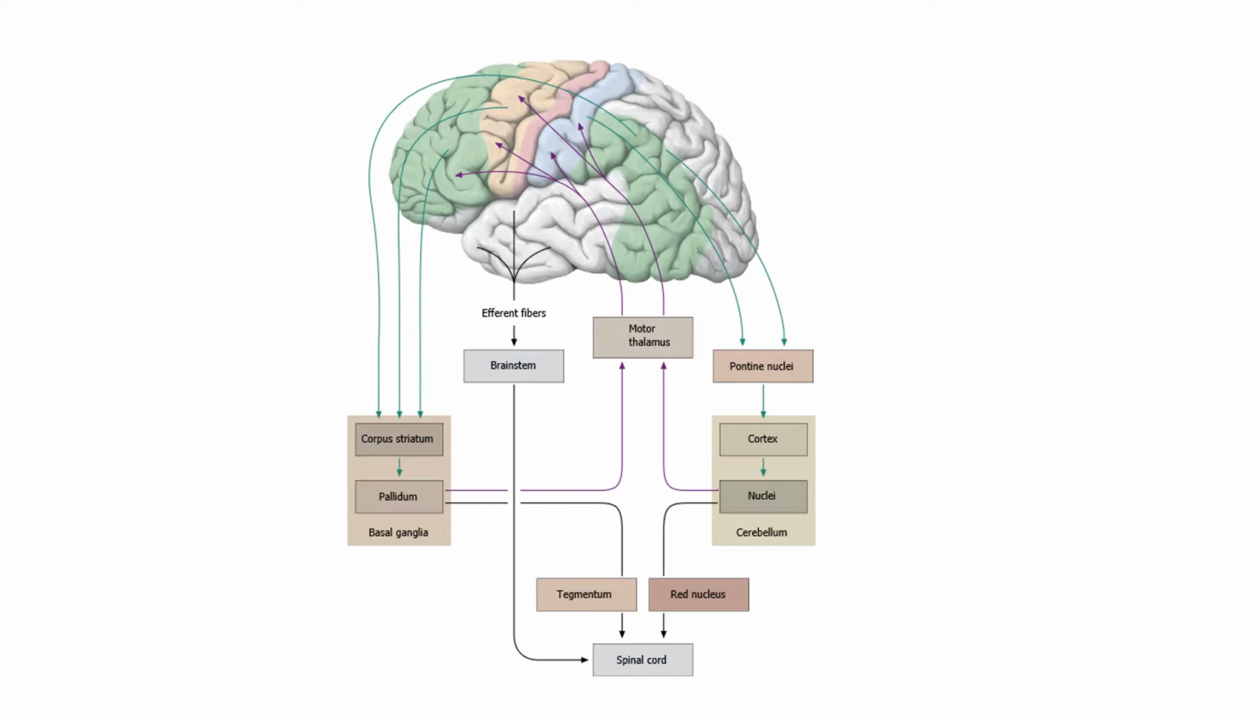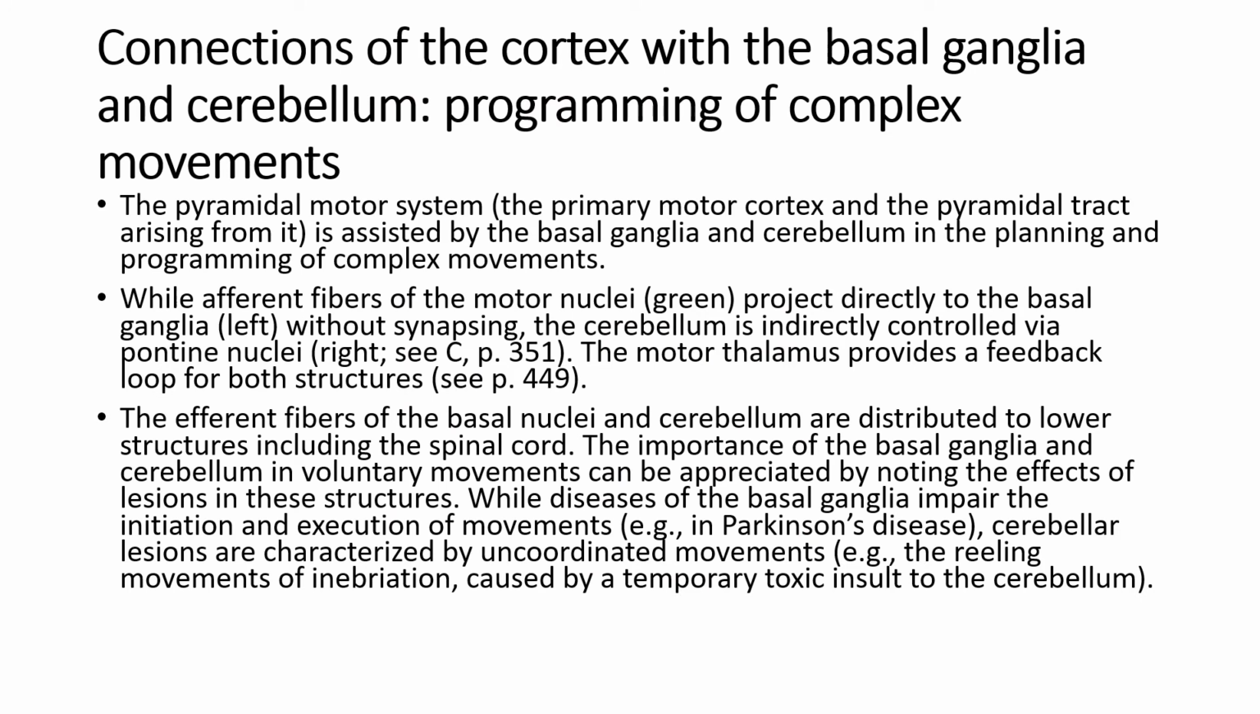This here is just giving the connections for the brain. You can check that out if that is helpful to you. Basically just what we're saying in a picture instead. Connections of the cortex with the basal ganglia, basal nucleus, and cerebellum, programming of complex movement. So the pyramidal motor system, primary motor cortex and the pyramidal tracts. Okay, so pyramidal tracts is assisted by the basal nucleus and cerebellum in the planning and programming of complex movements.